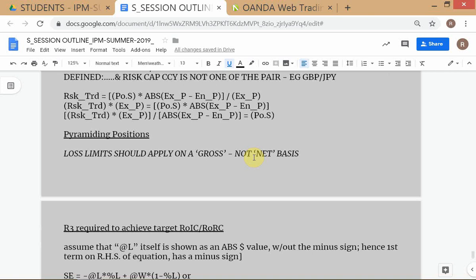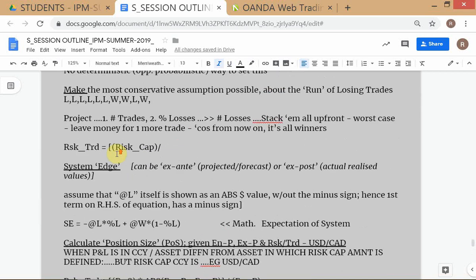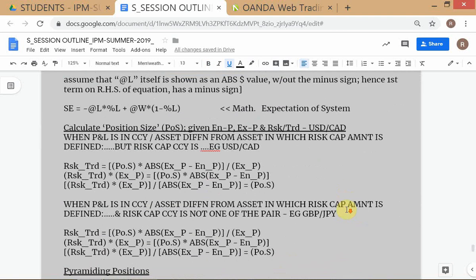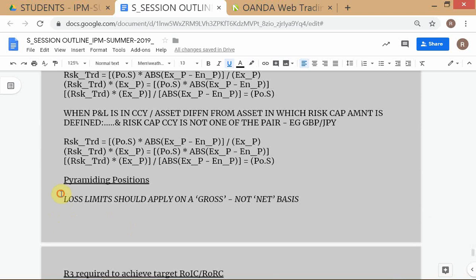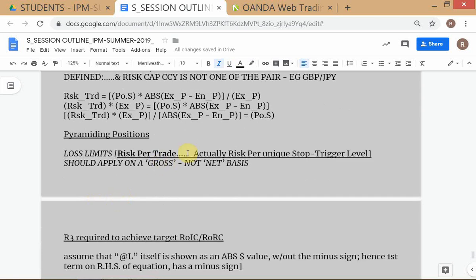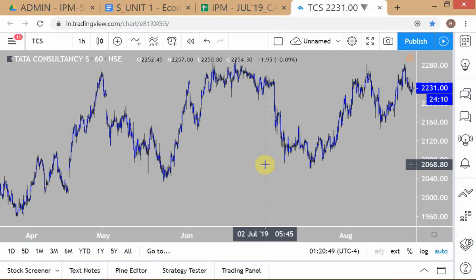On the pyramiding positions, the loss limits, like risk per trade. First, understand what I'm saying. It's already there in your notes, you don't have to write this. When we're talking about loss limits, the loss limit is given by your risk per trade. This should apply on a gross basis, not on a net basis. What I mean by that is this.